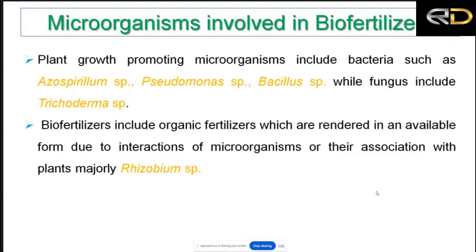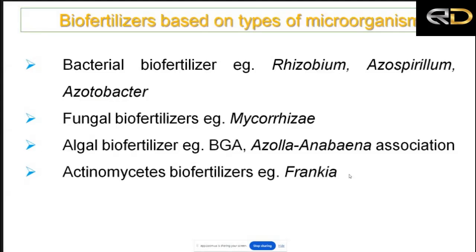Some very good and common examples that we are using as biofertilizers are Azospirillum, Pseudomonas, Bacillus, Trichoderma, and in symbiotic association, you might have heard the term Rhizobium. This Rhizobium species is quite famous and important, as it makes a symbiotic connection with leguminous plants, and they fix a very high amount of atmospheric nitrogen from the air. So the organisms can be divided again based on the type of microorganisms.